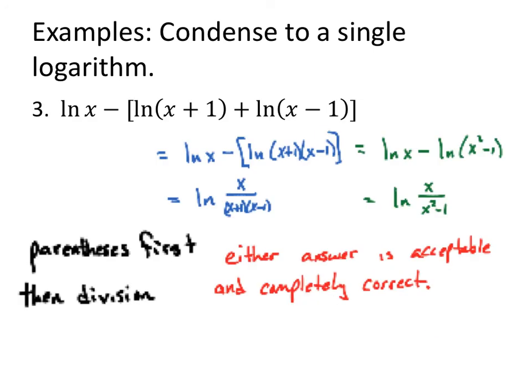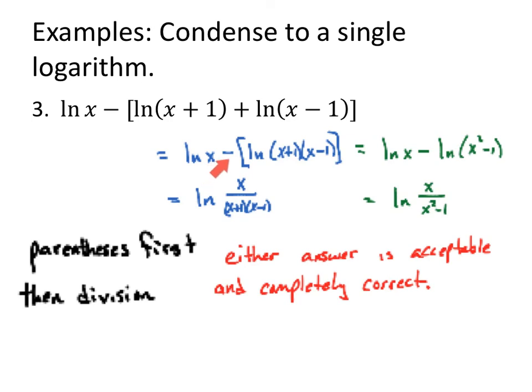Alright, so I'm going to do this in a couple of ways, and either answer is acceptable, it doesn't matter. But first I'm going to take care of my parentheses. Natural log of x plus 1 plus the natural log of x minus 1. Addition of two logs turns into multiplication of their arguments. So that's the natural log of x plus 1 times x minus 1. If you want, you can actually multiply them together and get the natural log of x squared minus 1. But you don't have to, you can leave it in factored form.